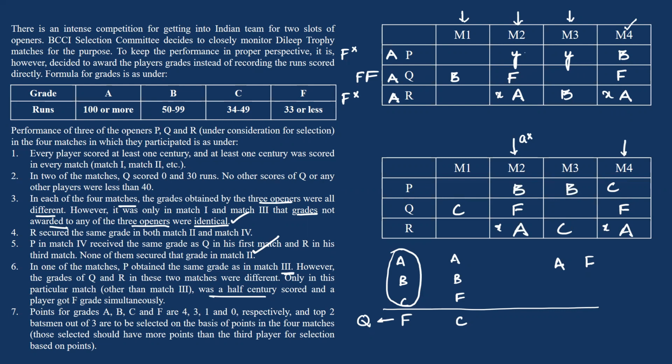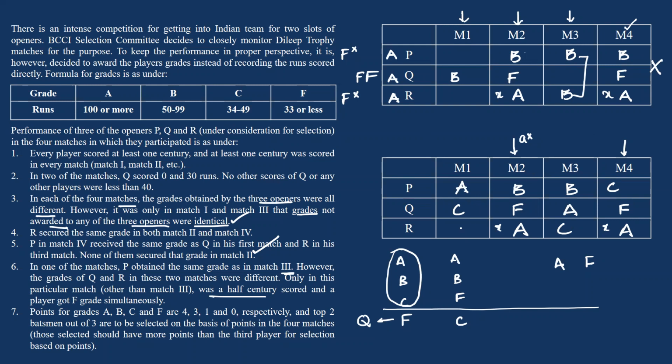Because one player has got half century here. And here also, the value of Y should be B, AFB. So this should be B, which is not possible because you cannot have two B's here. So this case can be eliminated. So B, C, there should be one A here. So this will be A. And each player was awarded with grade A in at least one of these 4 matches. So this should be A.